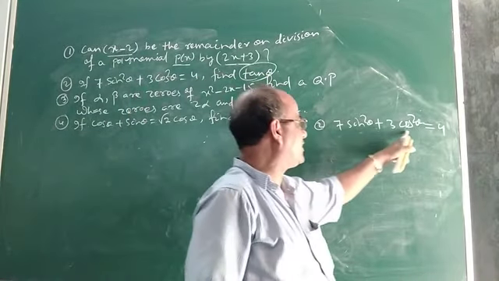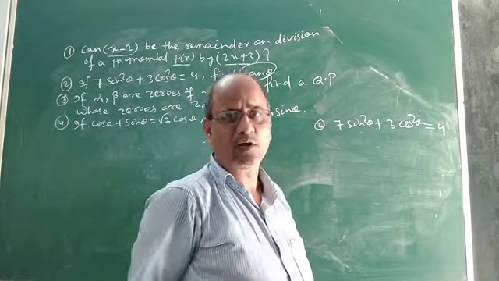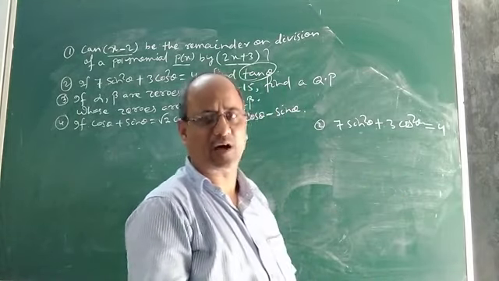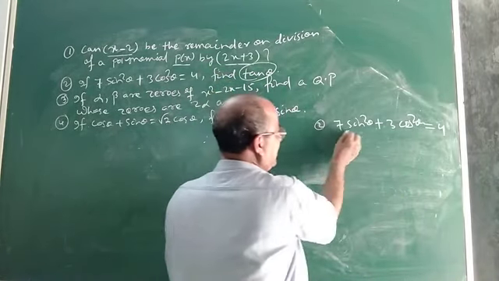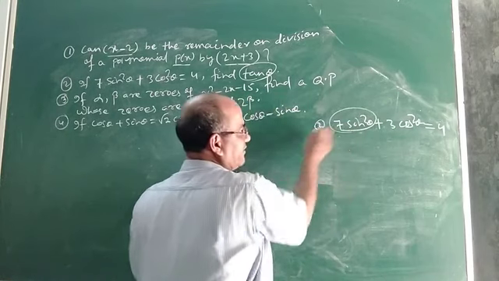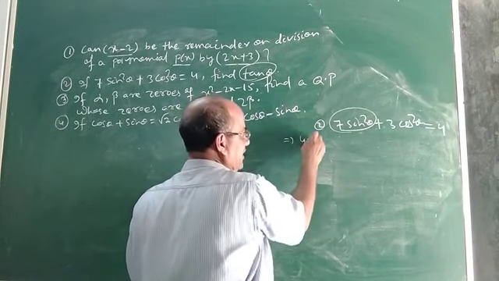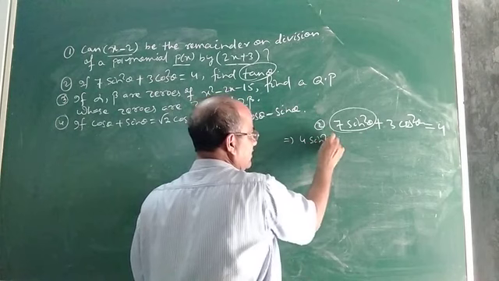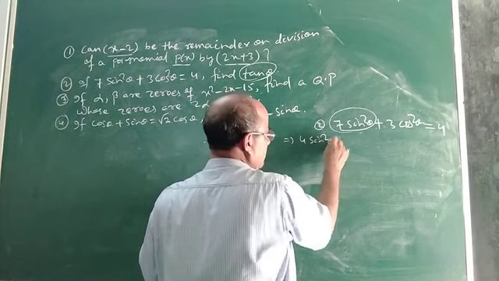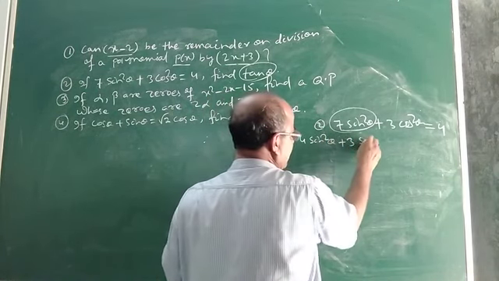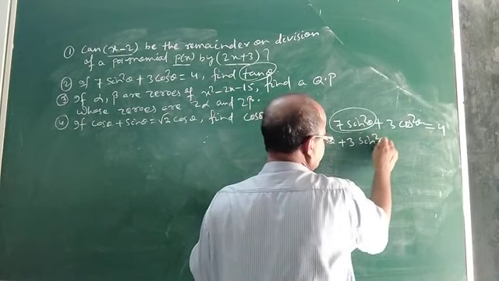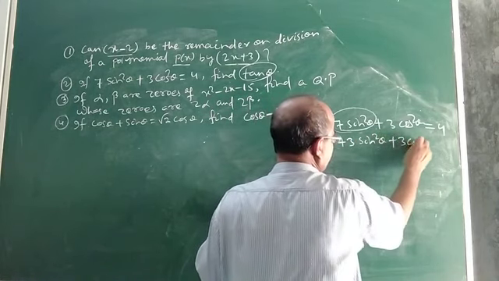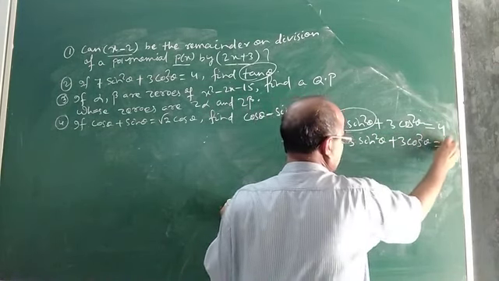If 7 sin square theta plus 3 cos square theta is 4, what will be the tan ratio of the angle theta? How to find out? It is very simple, children. Just to break this one, 7 sin square theta can be written as 4 sin square theta plus 3 sin square theta, plus 3 cos square theta equal to 4.